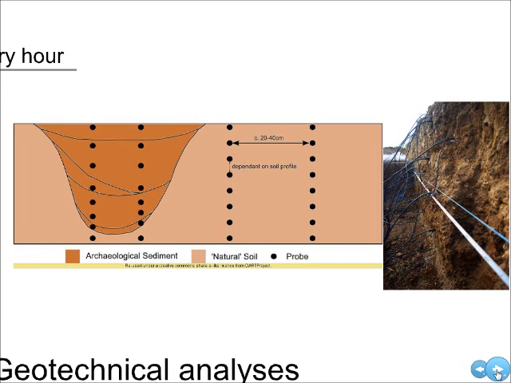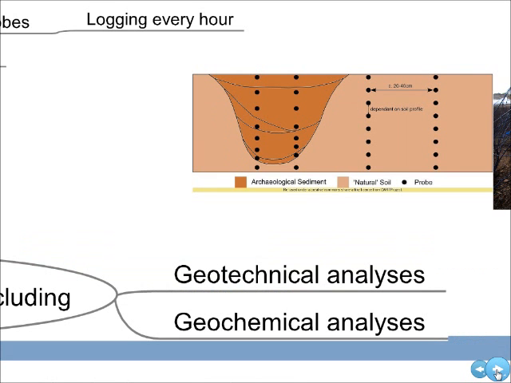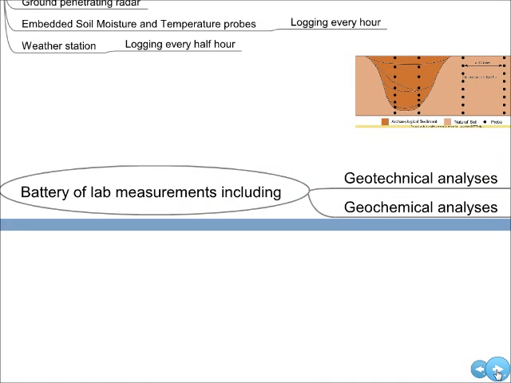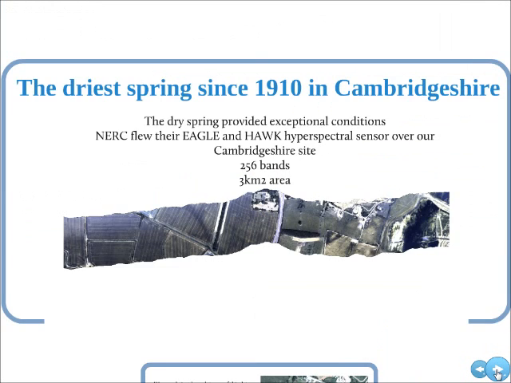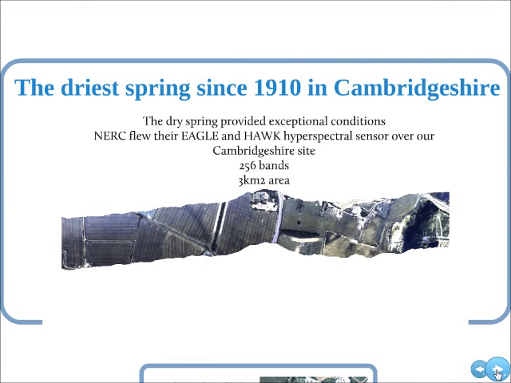Now, in Cambridgeshire, this spring has been the driest since 1910 and is to provide exceptional conditions. We put in an application to NERC to fly their Eagle and Hawk hyperspectral sensors, which they agreed to. And so we have 256 bands over a 3 km² area. And this is a huge amount of data. The problem or the challenge we have at the moment is how we get information out of this.